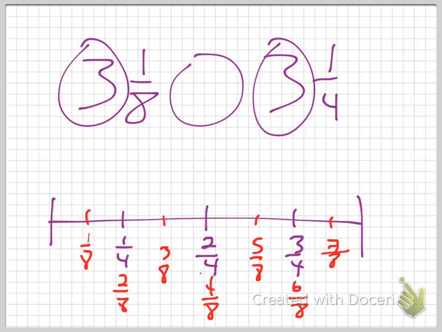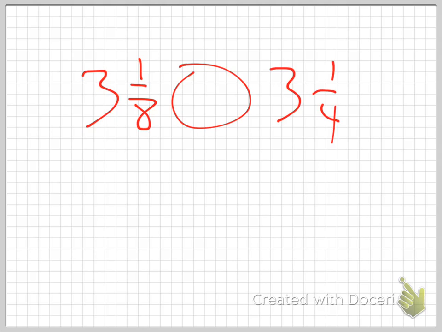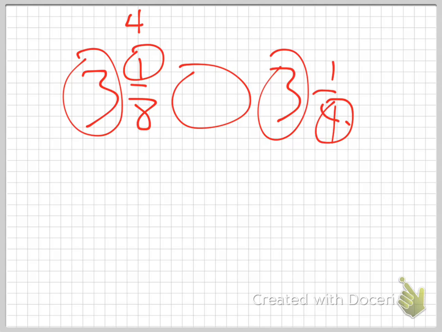What if you didn't feel like going through all that? 3 1/8 and 3 1/4. What can I do? You could turn these things into what? Ignore these, and you go, okay, 4 times 1 is 4. 8 times 1 is 8. Which one's bigger? That one. Do you all see that? Yes. You can times 4 by 2, it turns into 8.